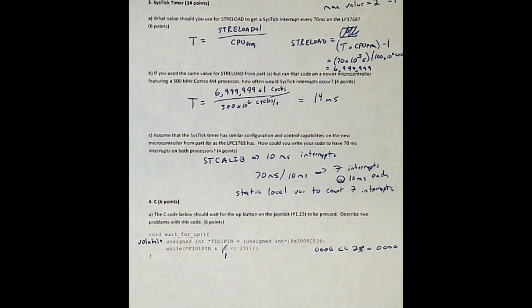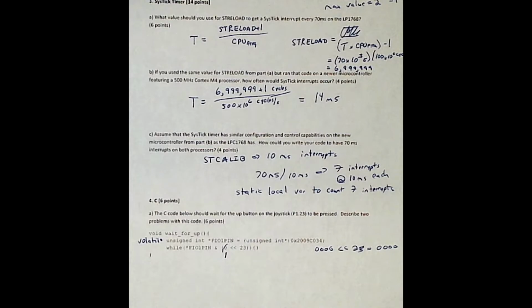Now we want that bit to change to 0. So we want to wait while it is 1. And in this case, I think this actually is the correct loop. Maybe there are just two errors here. That we're waiting on that 1 to change. We know that the pins are low active, so if we are waiting for up to be pressed, we are in fact waiting for that to become 0.